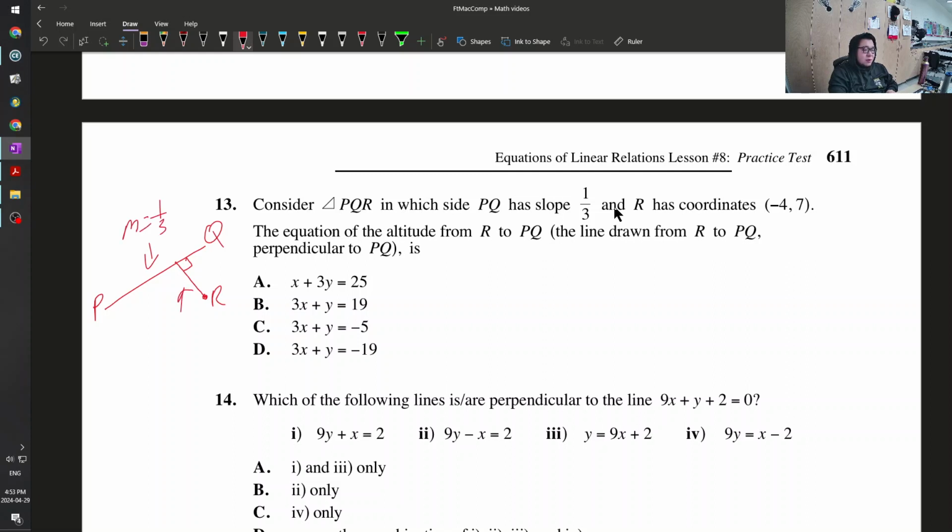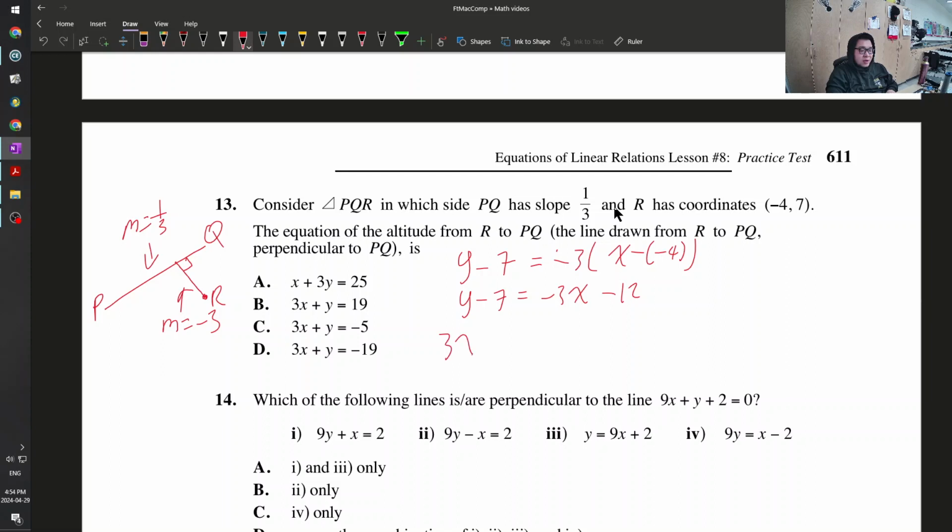So that means the slope of this must be equal to -3. And we have a point, so we can just use slope point form. Y minus y1 is equal to m, which is -3, times x minus x1, x minus -4. Okay, expand everything. Y minus 7 is equal to -3x. This is +4 times -3 is equal to -12. Add both sides by 3x and 12.